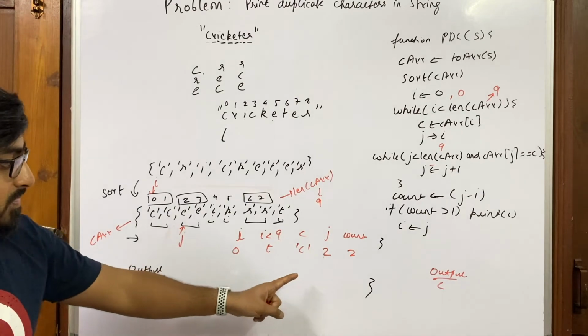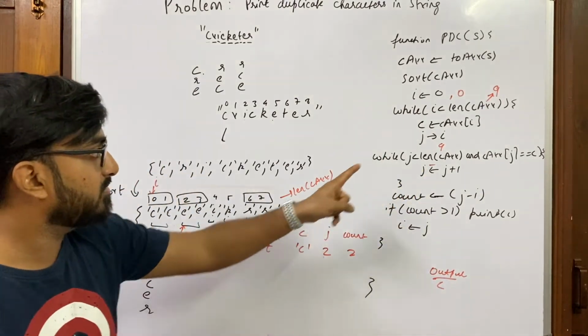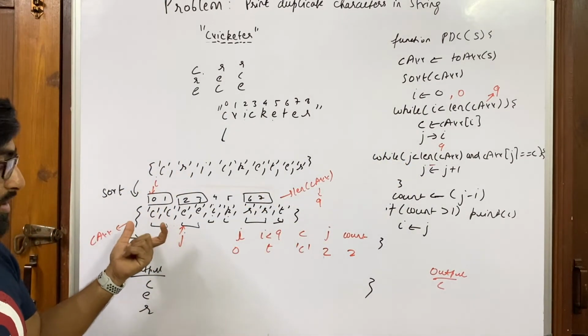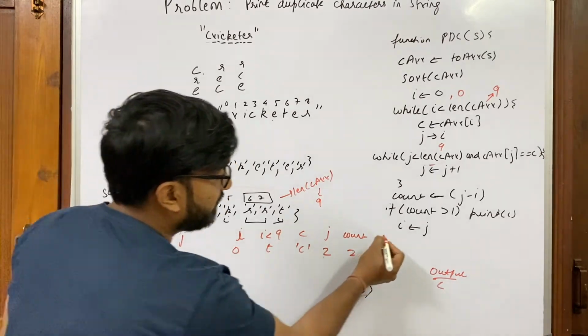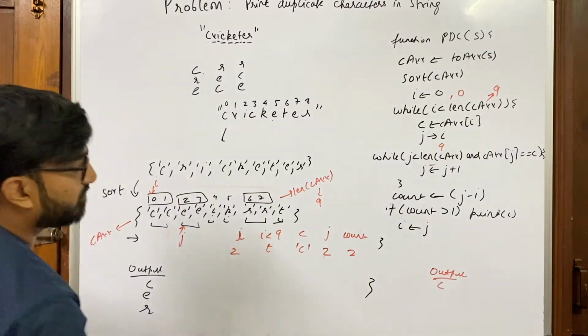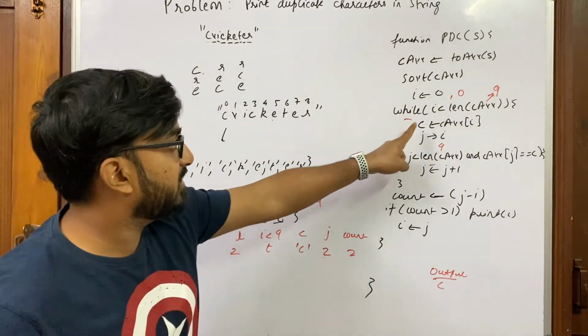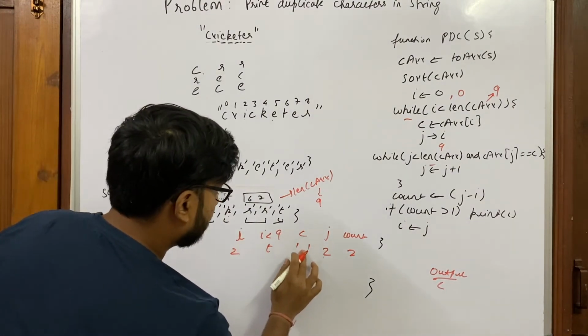So you can say this basically counts how many times this character C appeared. So single character C appeared twice, it occupied 2 continuous indices. So count was 2 and we printed C. Then you finally set I to J, I becomes 2. And then you go back to check this while loop condition again. 2 is less than 9 is true. You set C is CARR of 2, which is E. So C is E.